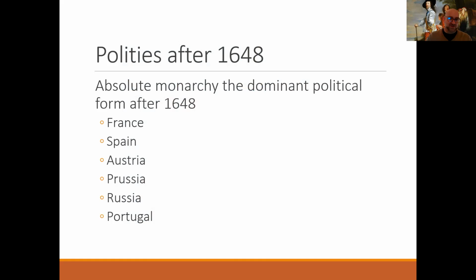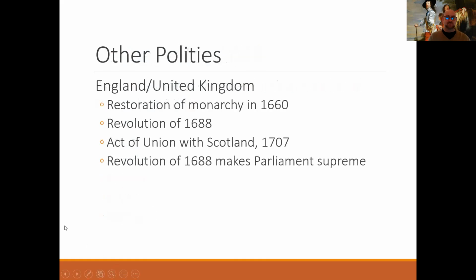France, Spain, Austria, Prussia, Russia, Portugal. I should have put Sweden in there as an absolute monarchy for a long time. There are other absolute monarchies I can mention here. By far, it becomes the dominant form of political life throughout Western Europe, for reasons that I'll compare in a moment. There are other political formations that survive this onslaught of absolute monarchy, one of which I'll talk about in the next lecture, which is England, the United Kingdom, Britain for short.